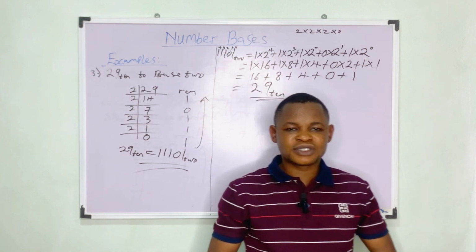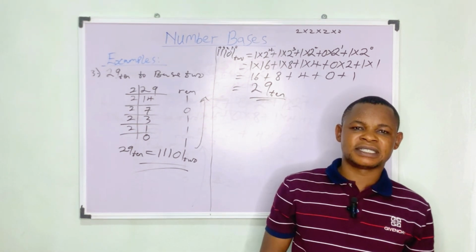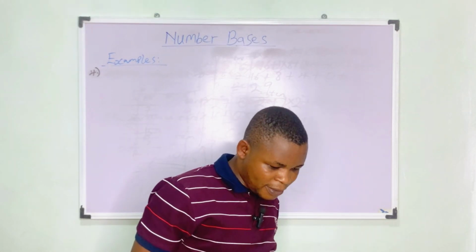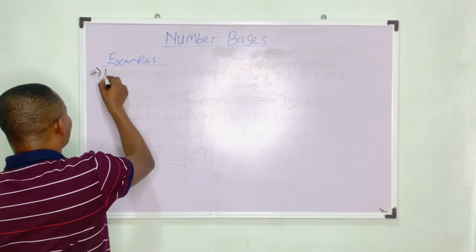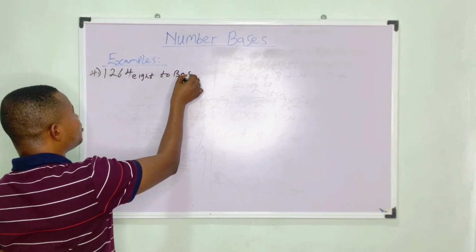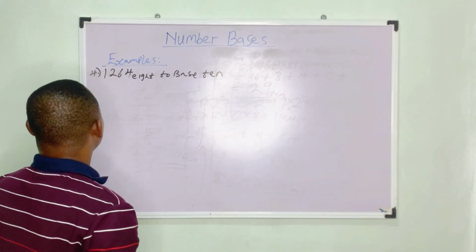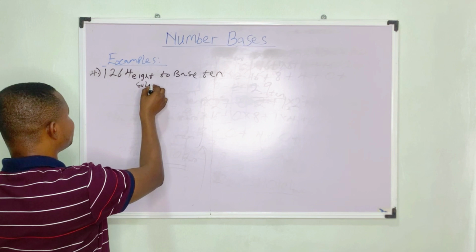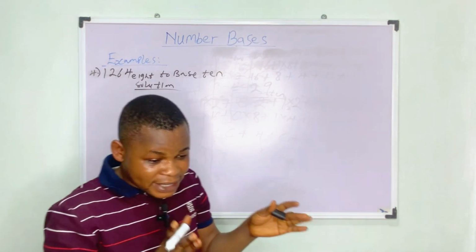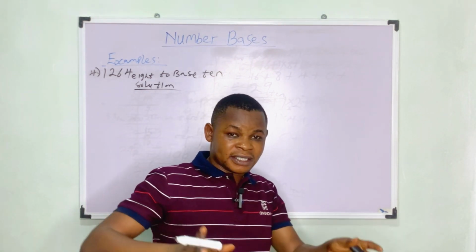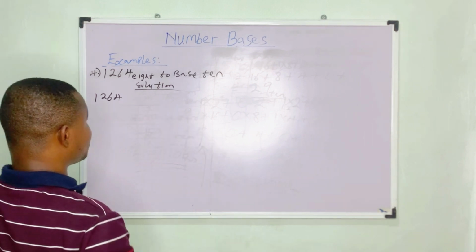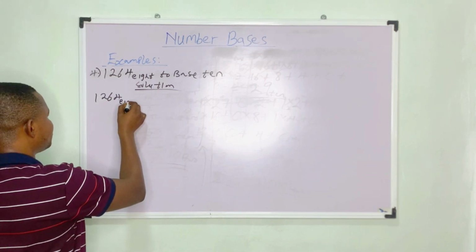Now, let's move further and let's trace other bases other than base 2. Now, let's convert a number from base 8 to base 10. Let's convert 1264 in base 8 to base 10. Like I said earlier, when you are converting from any base to base 10, you're going to follow this method that I explained to you, the multiplication and addition method. This is base 8.